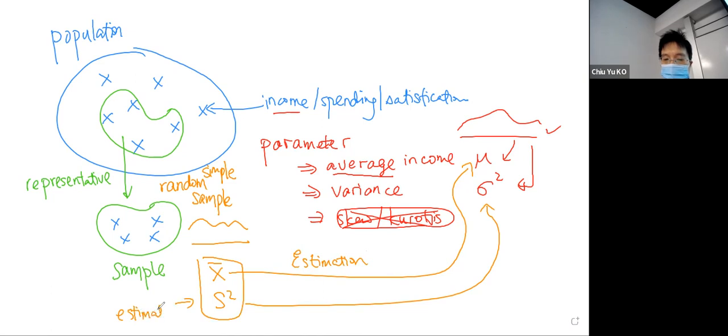We learned there are several good properties of estimators. We have unbiasedness: on average, what you want is what you get. The expected X bar is just mu, and the expected S square is also sigma square. They are unbiased. They are also efficient, and also consistent.